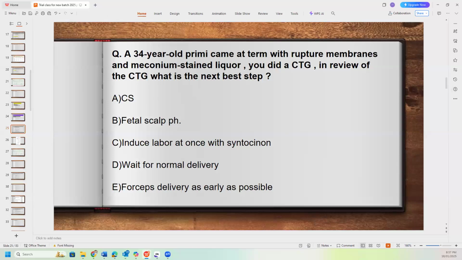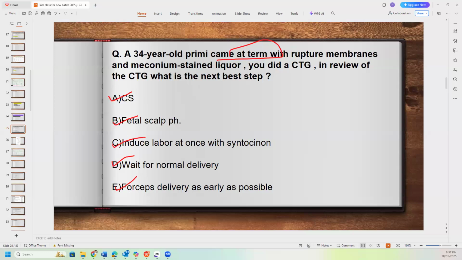Now, this mom is coming at term. So here you can take measures drastic enough to save the life of the baby. So which ones would it be? Cesarean section, do a fetal blood sampling, induce labor, wait for normal delivery, or forceps delivery as early as possible. They have given you no information about the stage of labor she's in. It's just rupture of membranes. So the best option is that you do a cesarean.